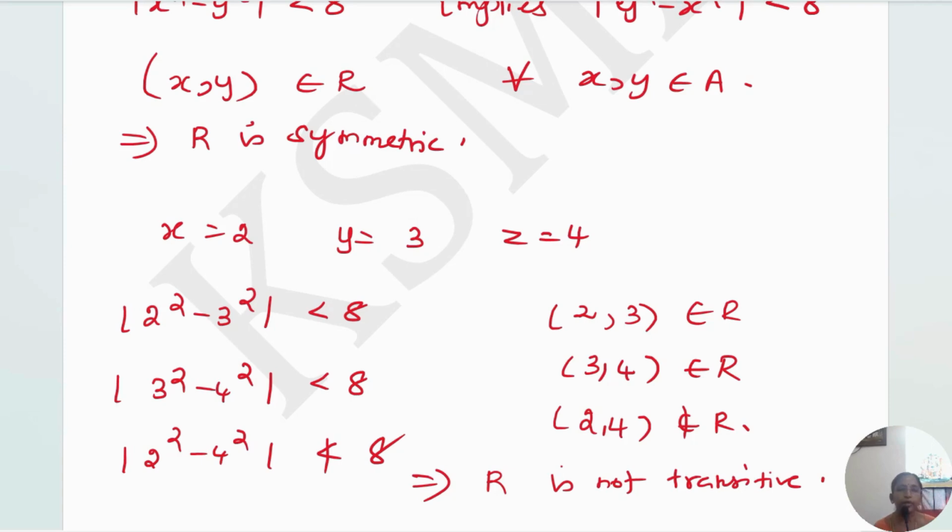So you can combinedly write your answer: the given R is reflexive, symmetric but not transitive.